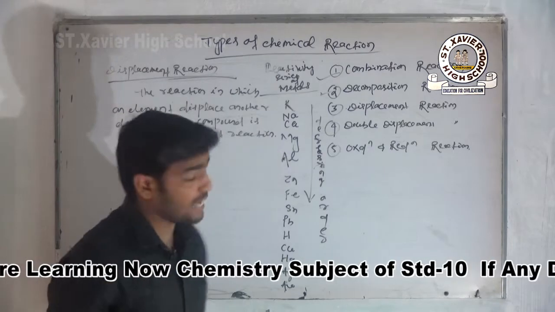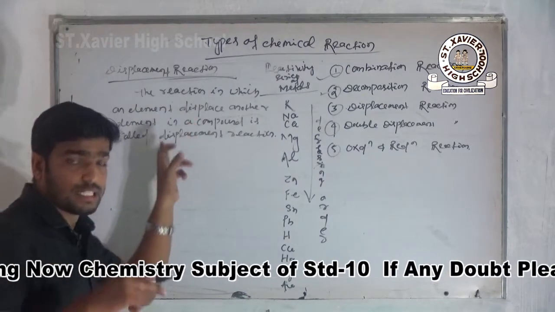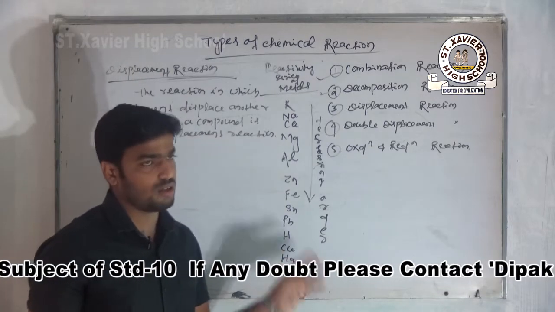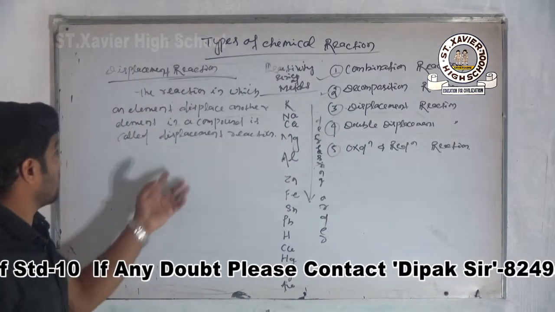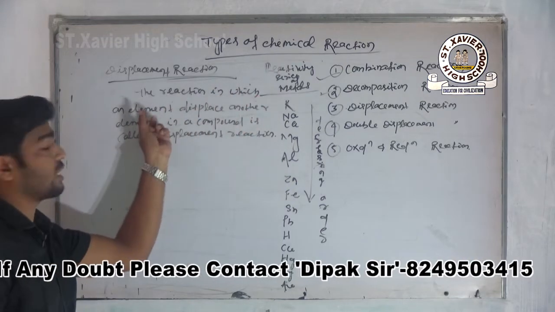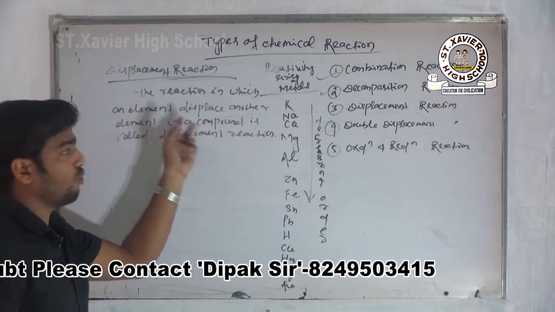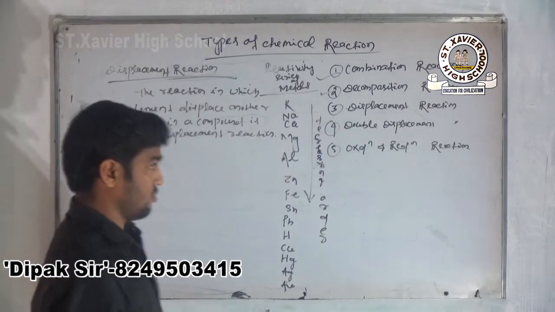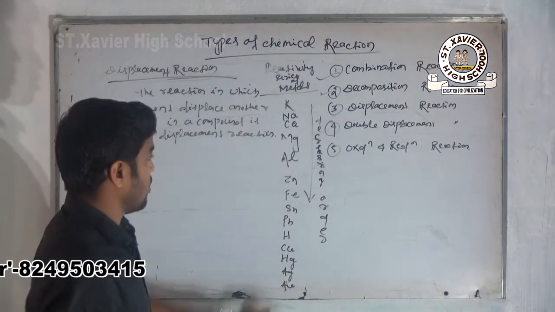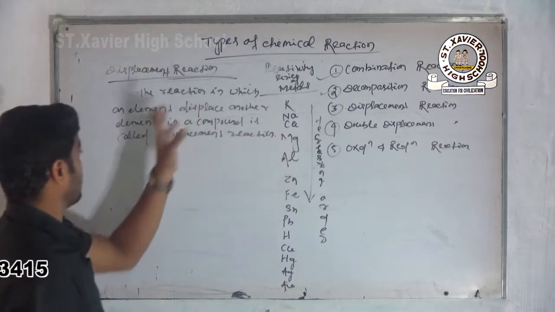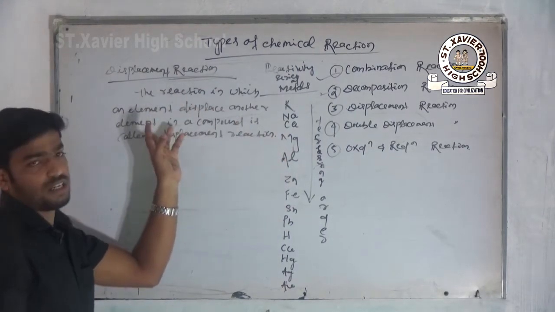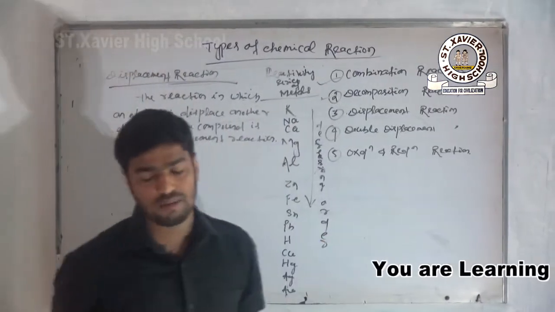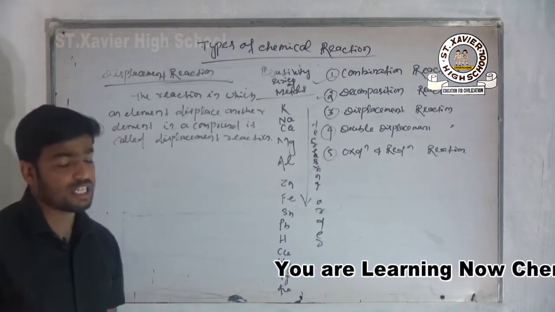You may also write it as: a more reactive element can displace a less reactive element from a compound. Though we are not clear about who will be more reactive and who will be less reactive, it will be in chapter 3. You have to just remember the series. So I have only written that an element displaces another element. You may also write that a more reactive element can displace a less reactive element in a compound, that is known as your displacement reaction.